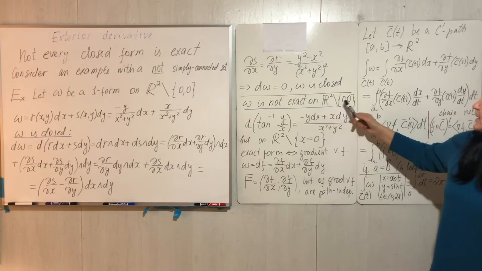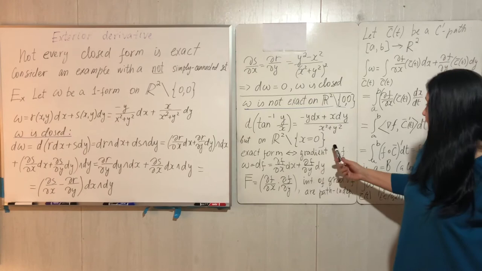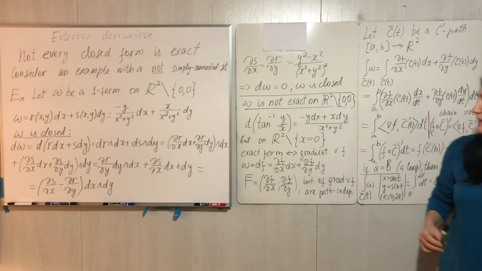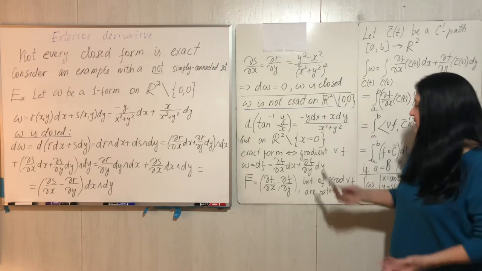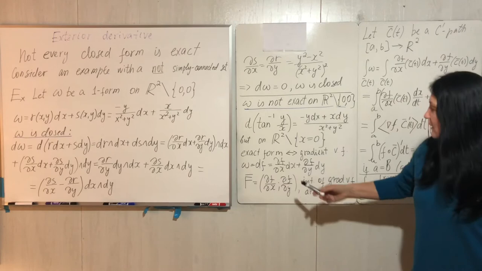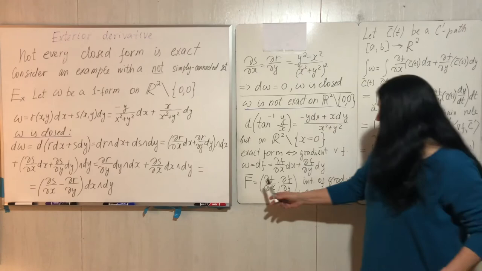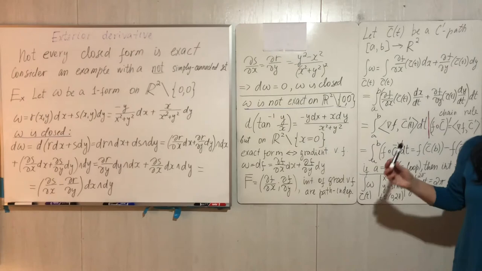Now I want to show that it is impossible to find such a function. Why is it impossible? What does it mean for the form to be exact if we use the language of gradient fields, of vector analysis, I mean? An exact form is equivalent to a gradient vector field. Indeed, if we write omega equals df, with two variables, it will be df/dx dx plus df/dy dy, and the corresponding vector field is (df/dx, df/dy), so it is a gradient vector field.